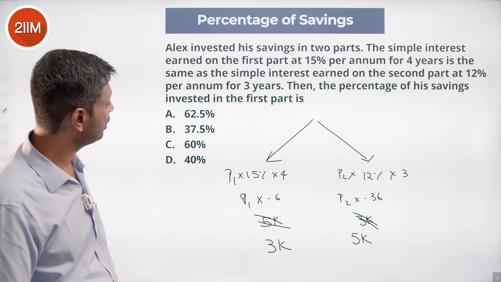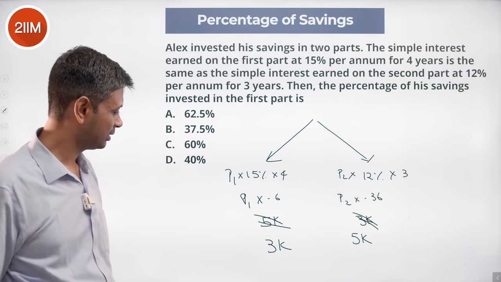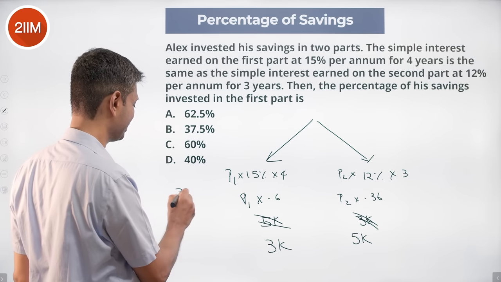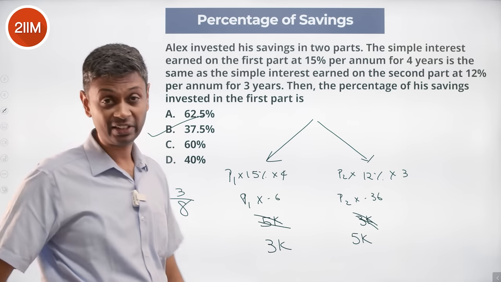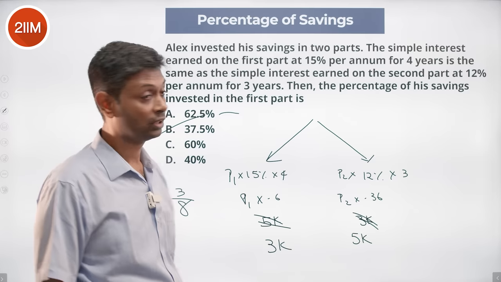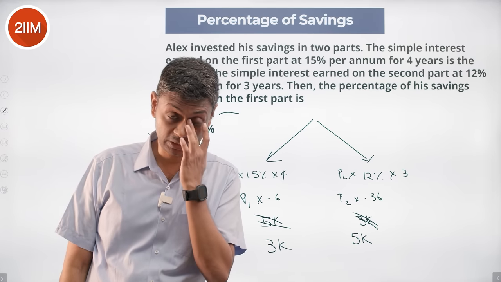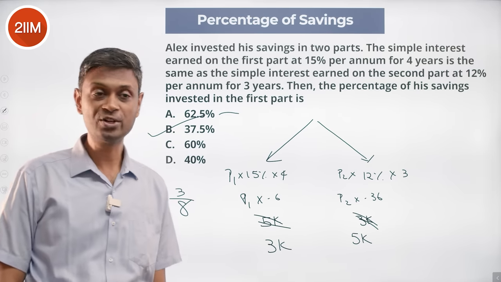The percentage of savings invested in the first part is 3 by 8. 3/8 is invested. 1 by 8 is 12.5. 3 by 8 is 37.5. If I had written it the other way around, I would have got this answer. I got minus 1 instead of plus 3. And so, jotting down too quickly, you should get it right.